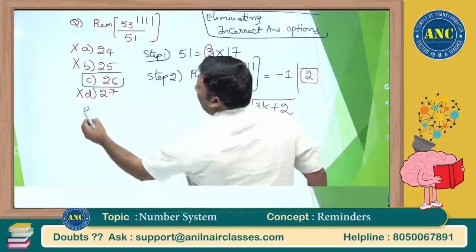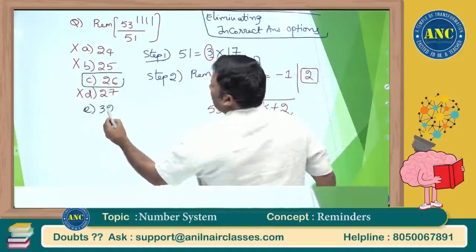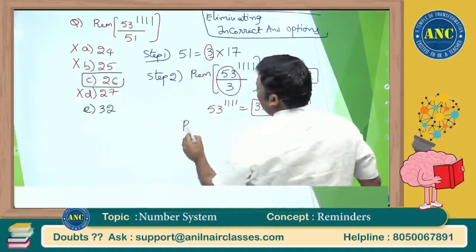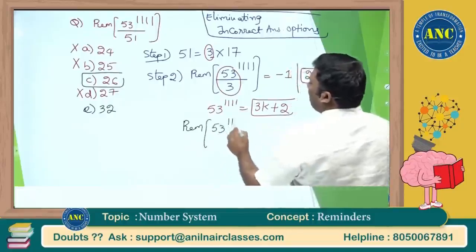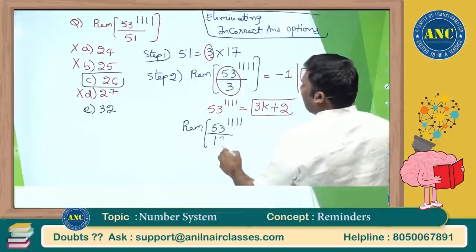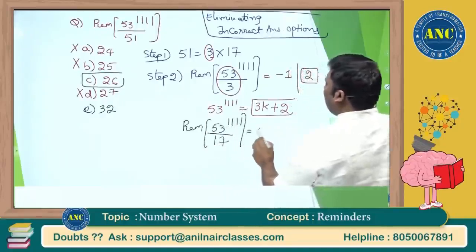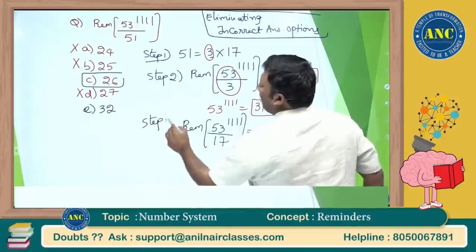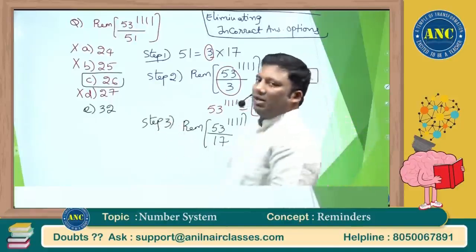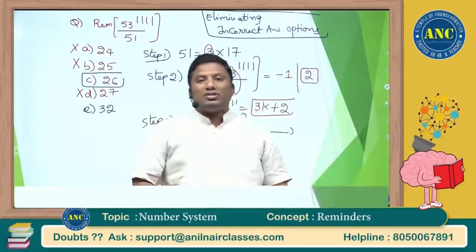Hey Anil sir, what if the answer is 32? Then what we will do, I will explain in the next slide. Then I will do it with the other number, which is 17. I will find out the remainder of this number. It should be divisible by 3 and 17.